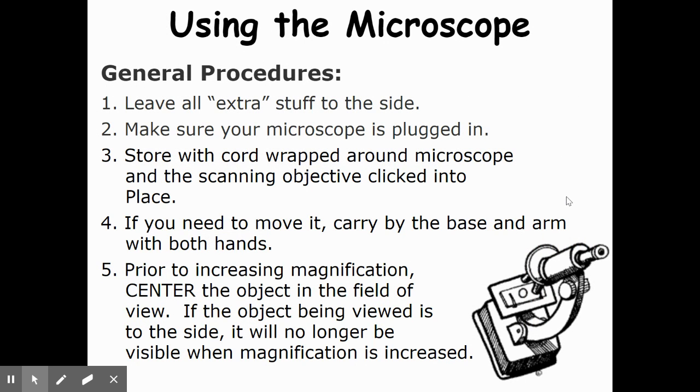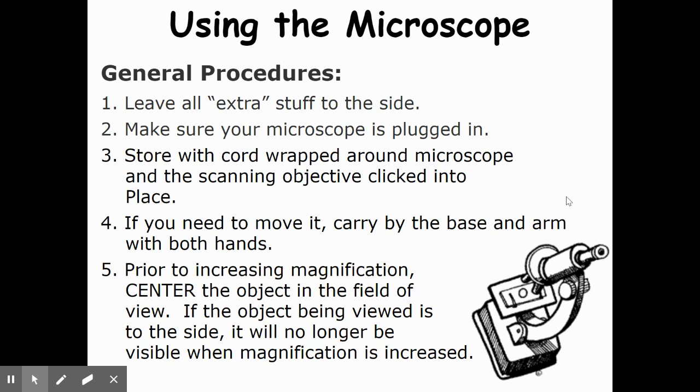Using the microscope, some general procedures. When you get out a microscope to use, you want to clear a spot to work from. You don't want all extra junk all over the place, moving stuff, grabbing things. That's how you end up bumping and knocking over equipment and breaking things. So you're going to plug your microscope in unless you have a rechargeable one. When you store it, you're going to wrap the cord around the microscope and make sure that it's on the scanning objective.